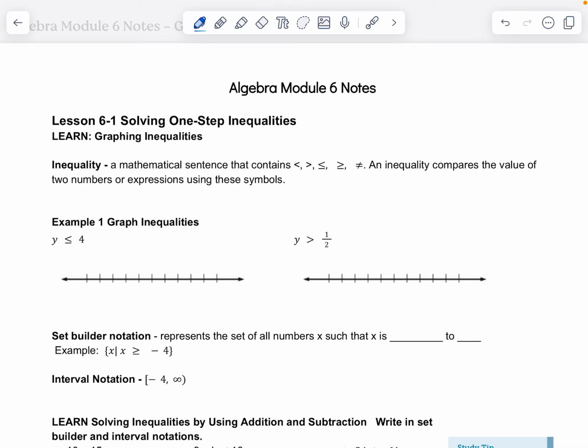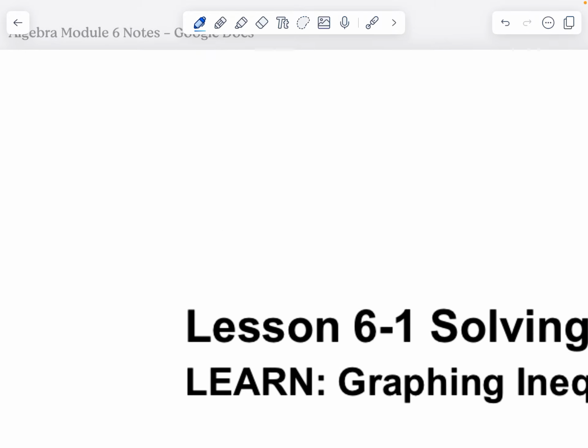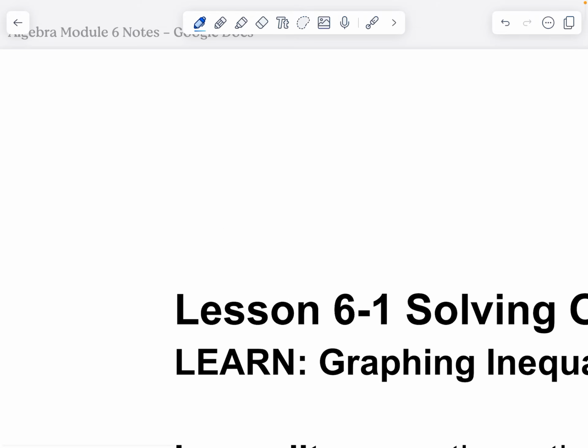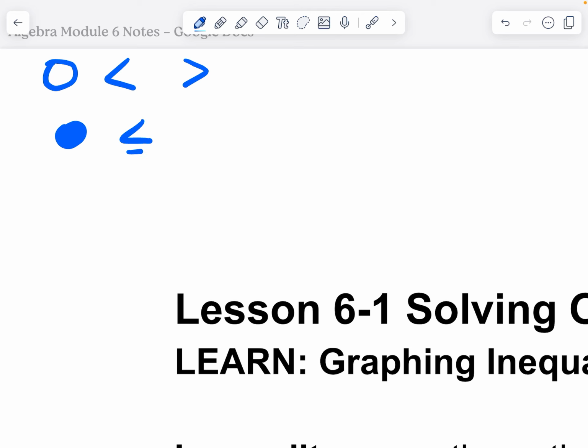Okay, we're going into Algebra Module 6 with inequalities. I just have to remind you that if it's an open dot, we're dealing with less than and greater than. If it's a closed dot, it's less than or equal to, greater than or equal to. Now, there's one more thing that also is an open dot, and that is if something is not equal to something.